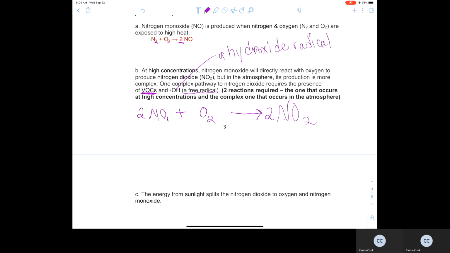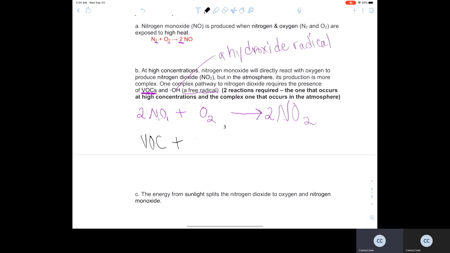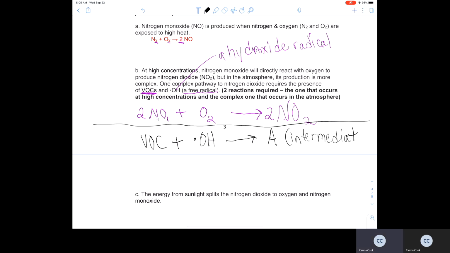If you go on to take organic chemistry, then you'll learn more about radicals and how they play a role in many types of reactions. Another thing just to note about these free radicals is that they are very, very reactive. They react very fast. And so the complex reaction between a VOC and the radical produces some intermediate compound that we'll just call A.